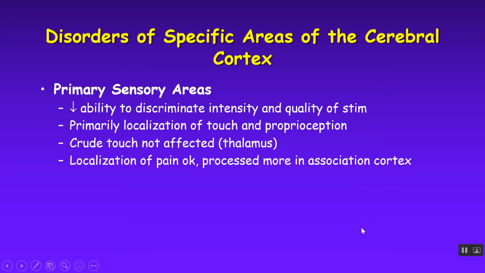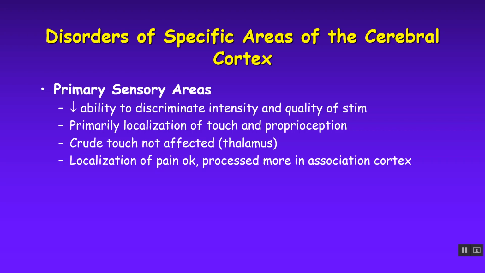So now let's talk about disorders of specific areas of the cerebral cortex. If you have primary sensory areas damaged, so that primary sensory strip there, you'll have inability to discriminate the intensity and the quality of a sensory stimulus. Primarily, you'll have difficulty with localization of touch and proprioception, more so than pain and temperature. Crude touch tends not to be so affected.